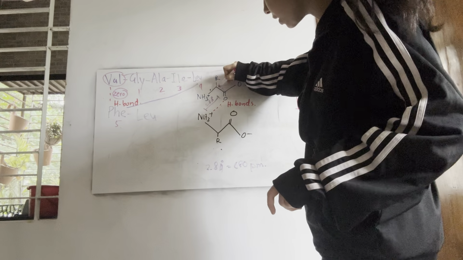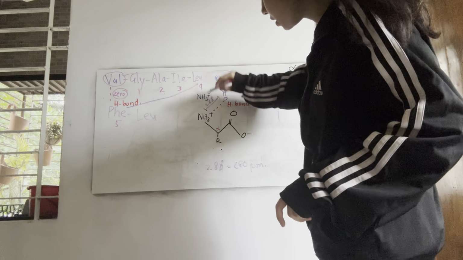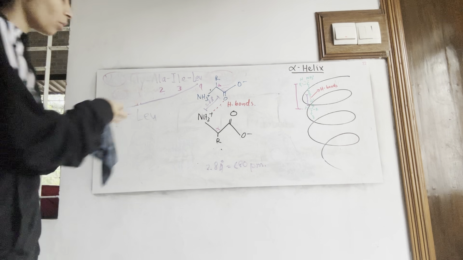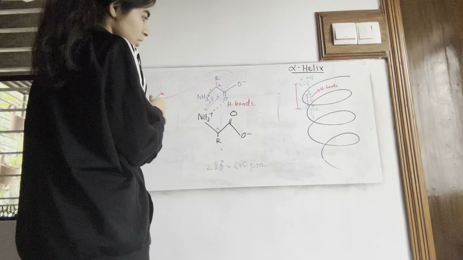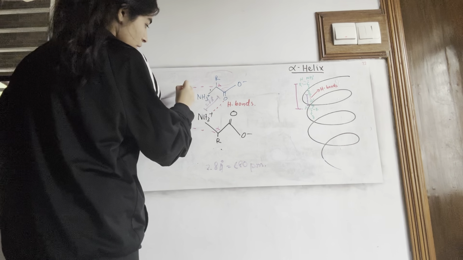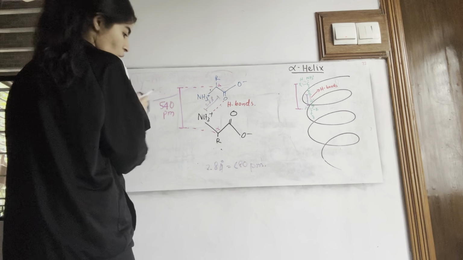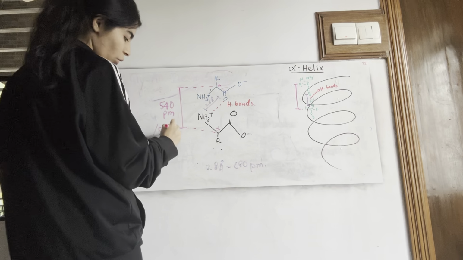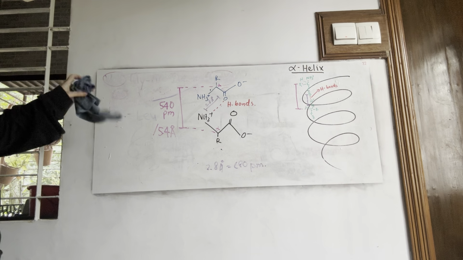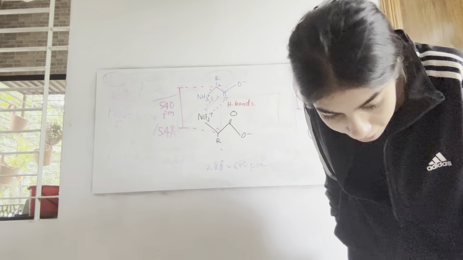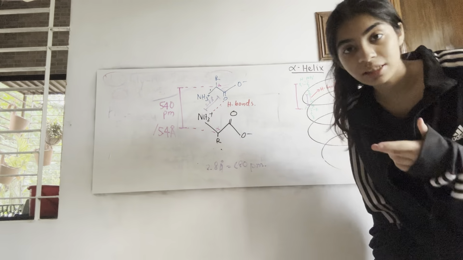So for the carbons, like the alpha carbons here, this is an alpha carbon, this is an alpha carbon. What is the distance between the alpha carbons? Wow, this looks horrible. The distance between the alpha carbons is 540 ppm, or 5.4 angstrom. Clear. This is alpha helix. We talked about alpha helix. What is an example of an alpha helix? Myoglobin with 153 amino acid residues in a single chain.